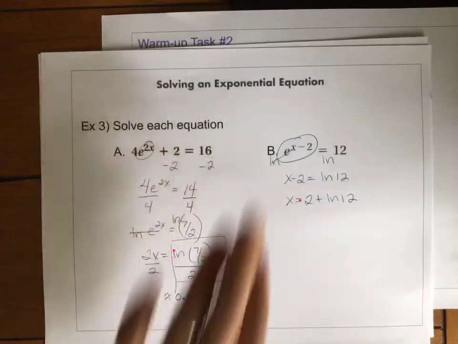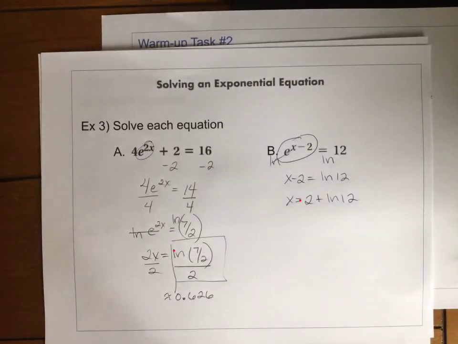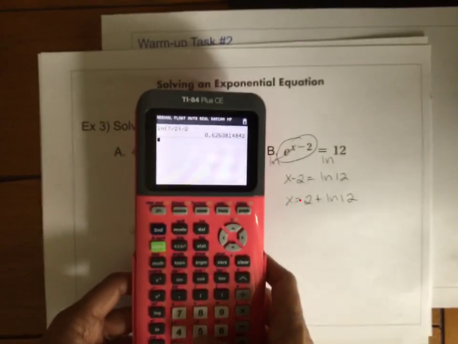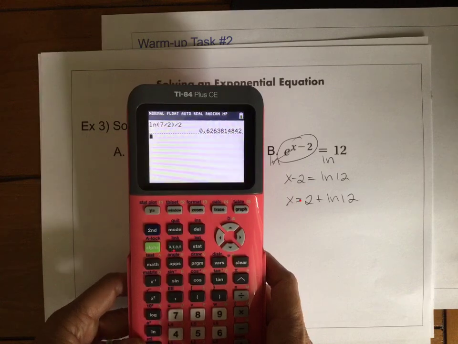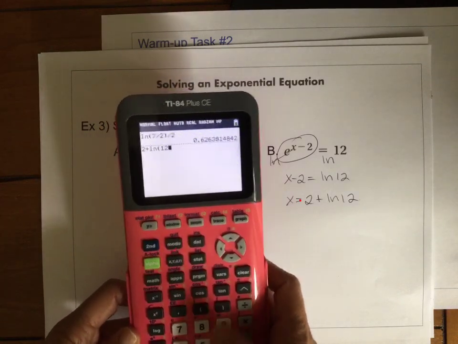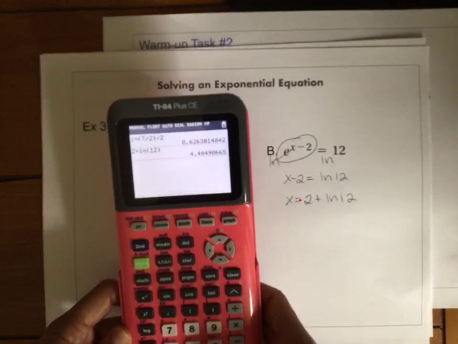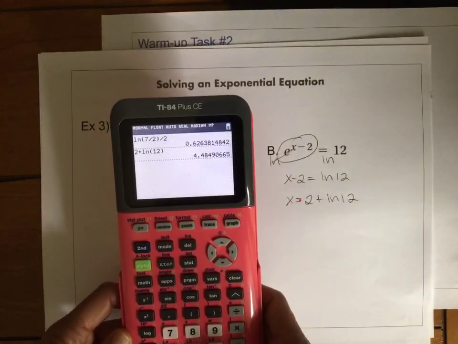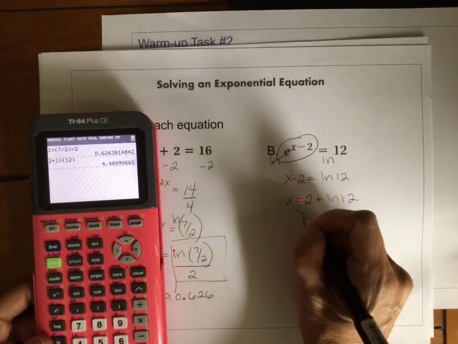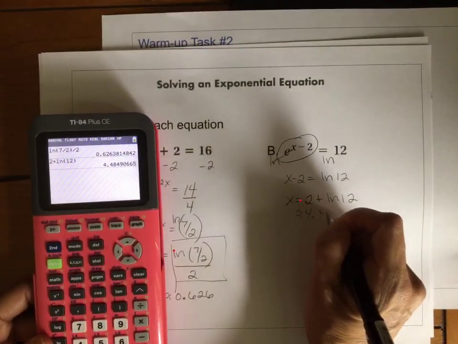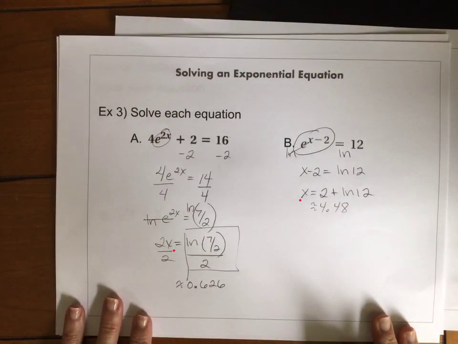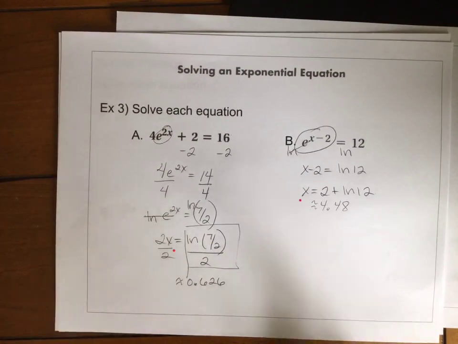And that is our exact answer, but I don't think the book has it like that to check. And so we would just want to try finding the decimal answer. 2 plus natural log of 12, close parentheses, is about 4.48. So this is approximately 4.48.